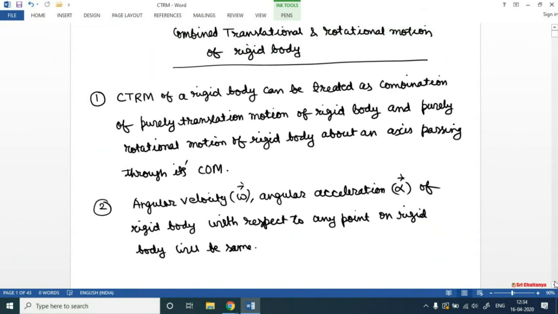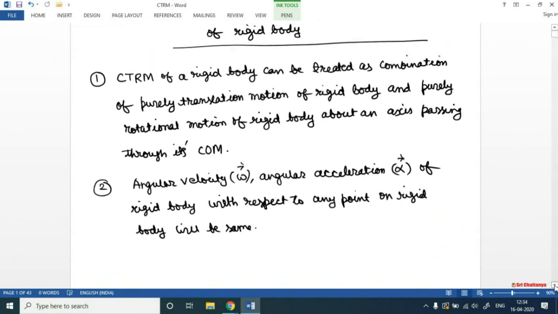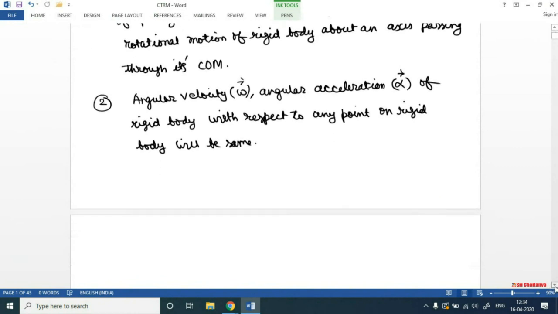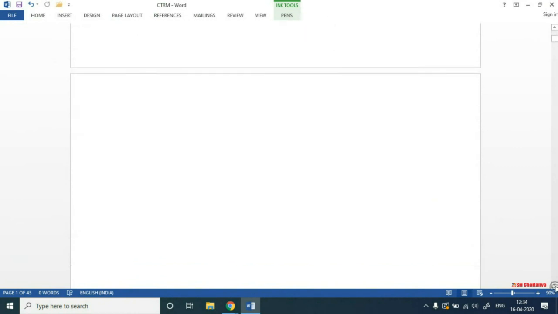So about any axis of rotation in the frame of the rigid body, the angular velocity or angular acceleration is going to be the same. We need not say that the angular velocity of the rigid body is about this axis or that axis; about any axis it is the same. Once we are done with these two things, we are ready to deal with the motion of a rigid body in combined translational and rotational form.